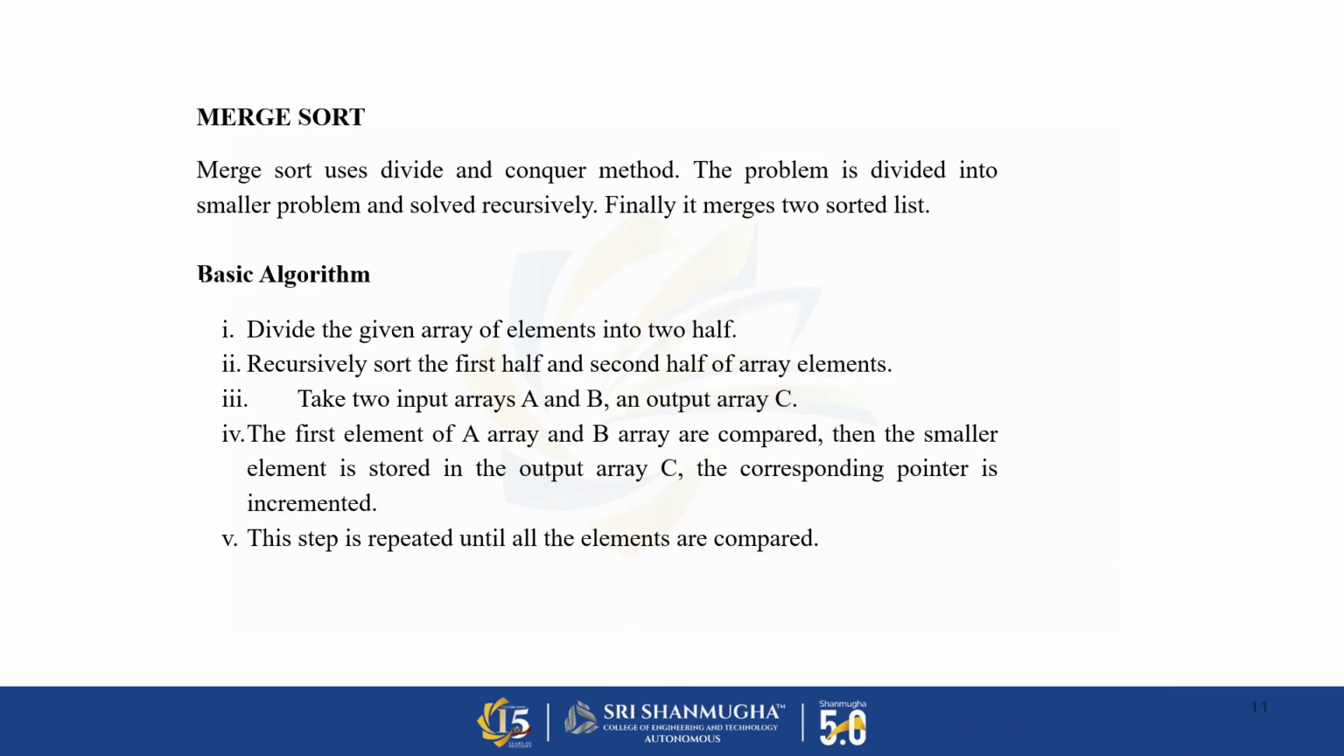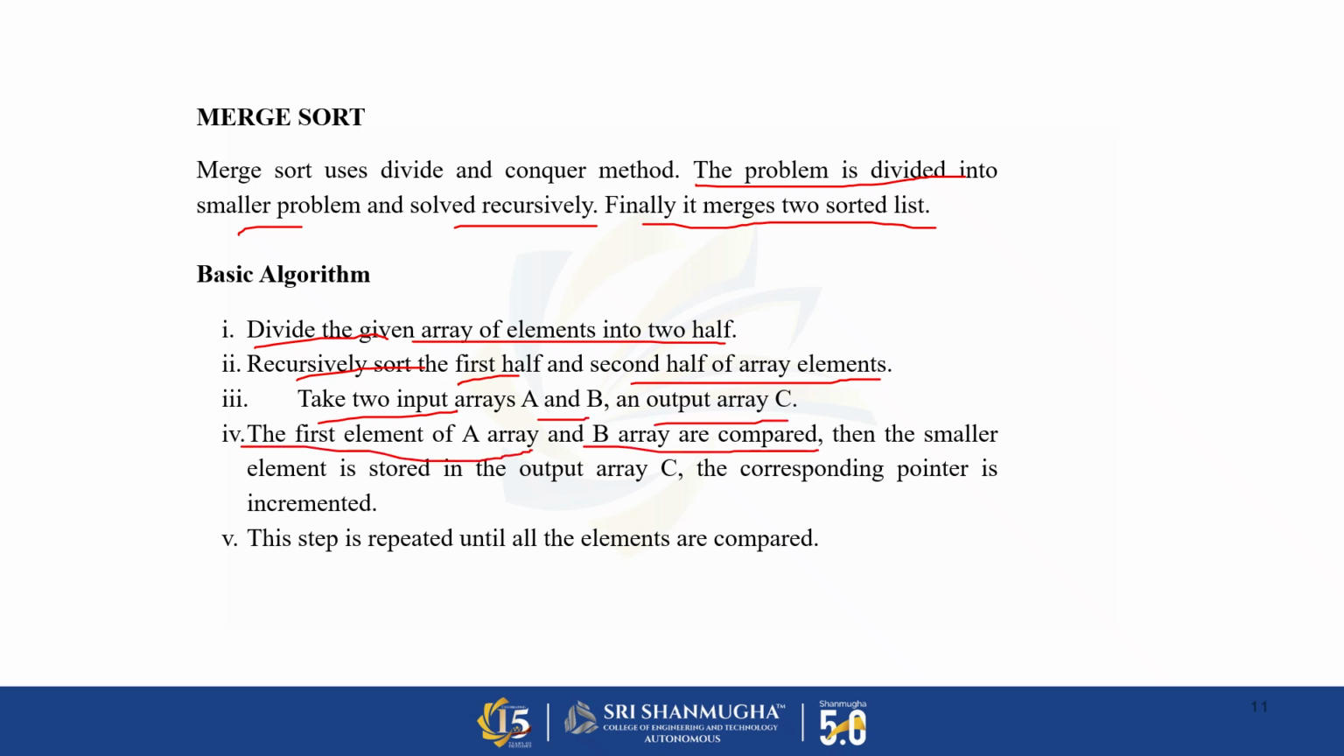And next one is merge sort. The merge sort uses the divide and conquer method. The problem is divided into smaller problems and solved recursively. Finally, it merges two sorted lists. We divide the array of elements into two halves, and recursively sort the first half and the second half of the array elements. Take two input arrays A and B, and output array C. The first elements of array A and array B are compared, then the smaller element is stored in the output array C, and the corresponding pointer is incremented. This step is repeated until all the elements are compared. So this is the basic algorithm for merge sort.